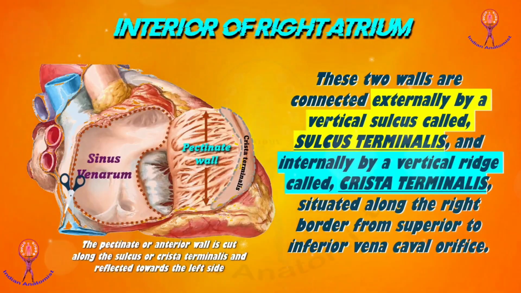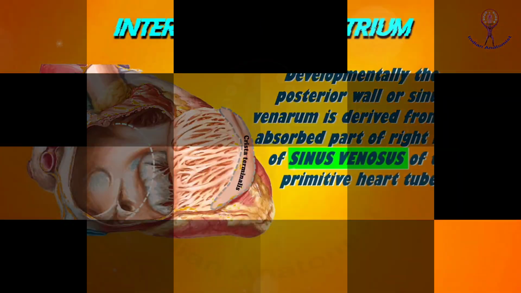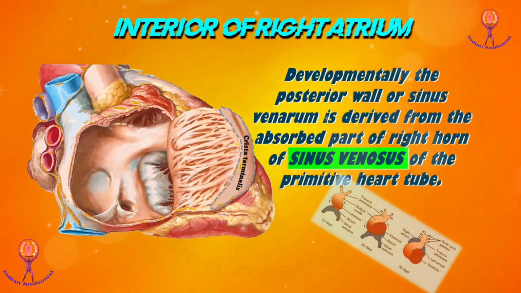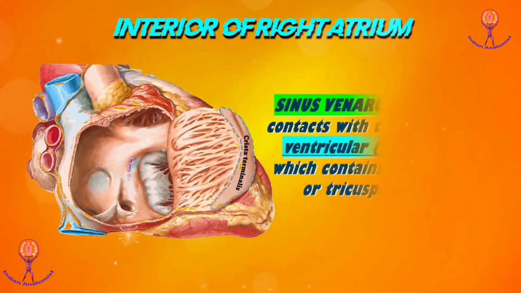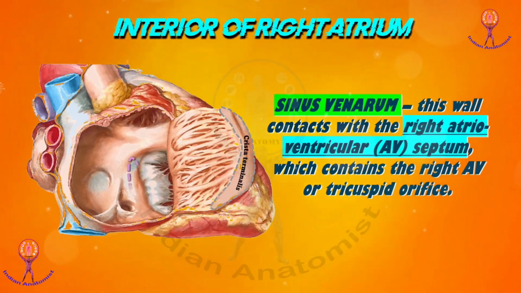Now coming to the posterior wall. Why is it called sinus venarum? Embryologically, the posterior wall or sinus venarum is derived from the absorbed part of the right horn of the sinus venosus of the primitive heart tube. Towards the right ventricle, the sinus venarum makes contact with the right atrioventricular or AV septum, which contains the right AV or tricuspid orifice. Now, the general features of the interior of the right atrium are completed.